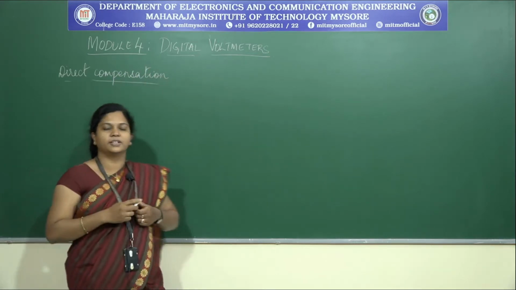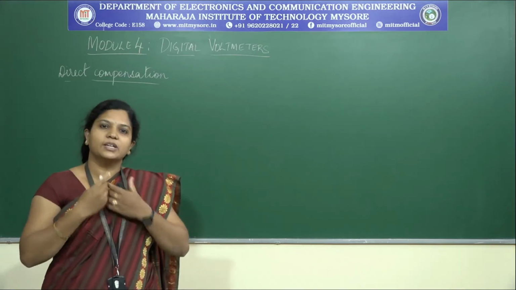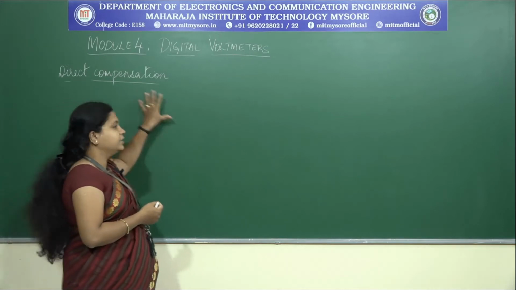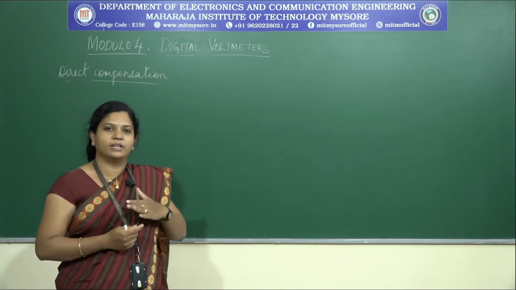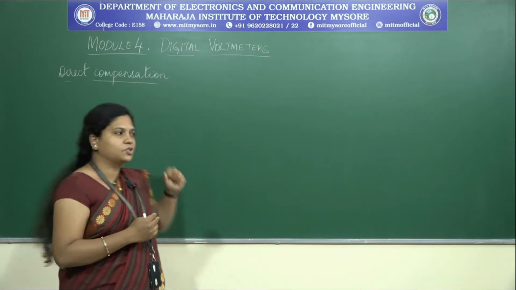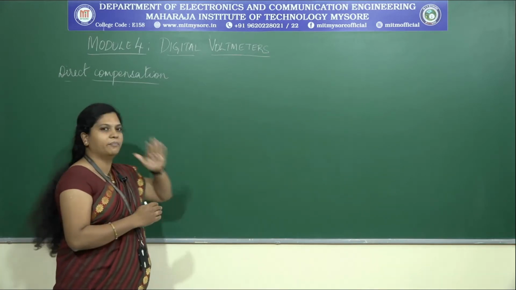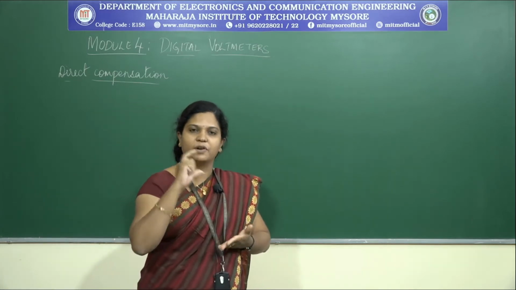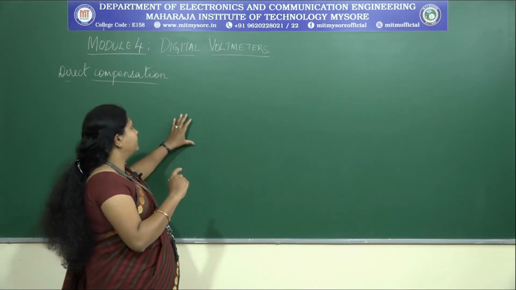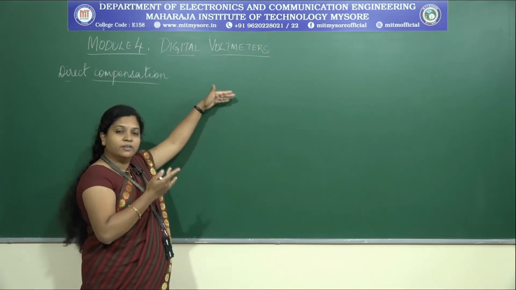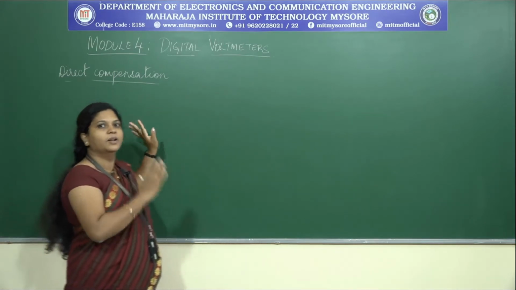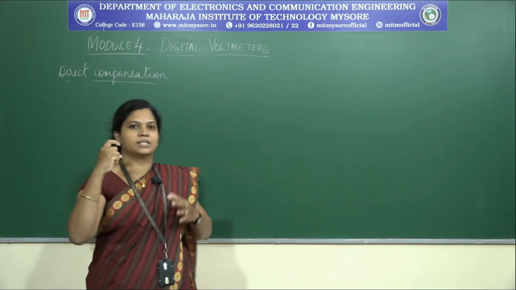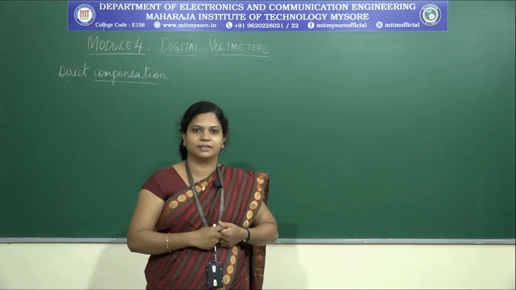Direct compensation type digital voltmeters. In this type of direct compensation type digital voltmeter, the input that has to be measured is continuously compared with a staircase voltage with a defined step size. When it reaches the final value which matches the applied input, we say that this is the amount of voltage available from the direct compensation method.